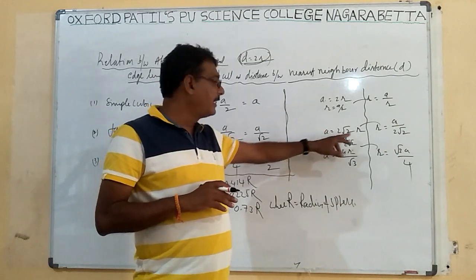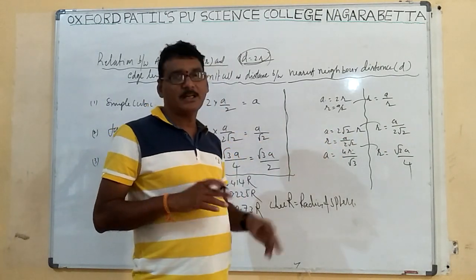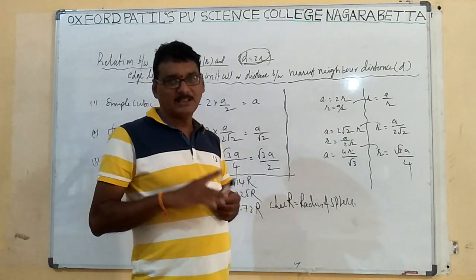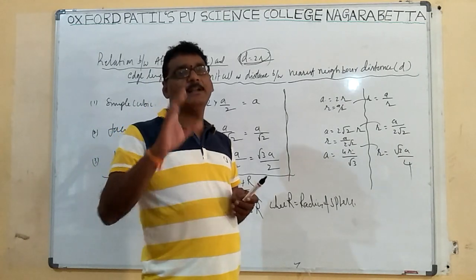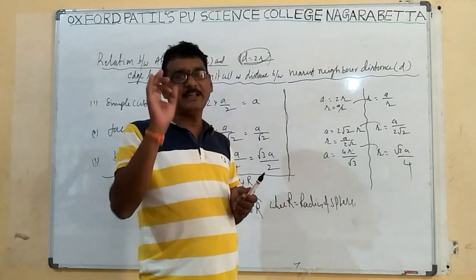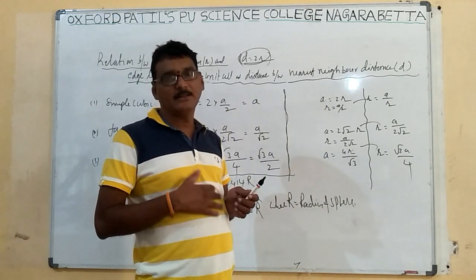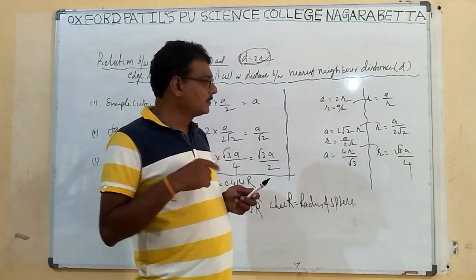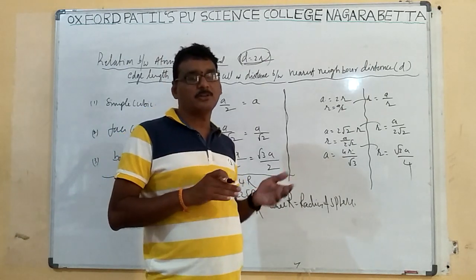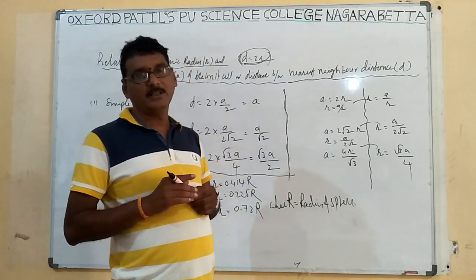Now here, radius means edge length. Every cubic unit cell has an edge length formula, for example a = 4r. Once you know the r value, you can substitute it and automatically calculate the edge length.